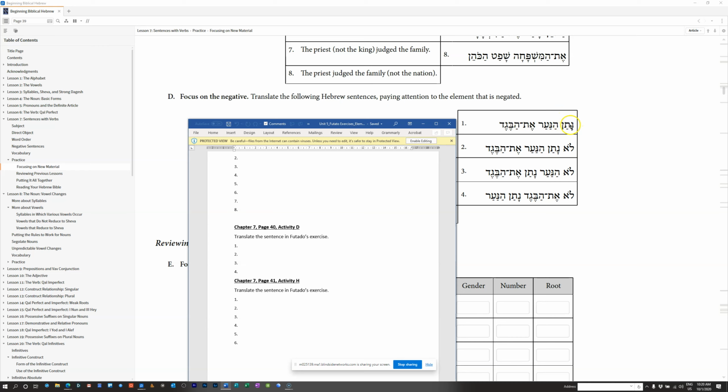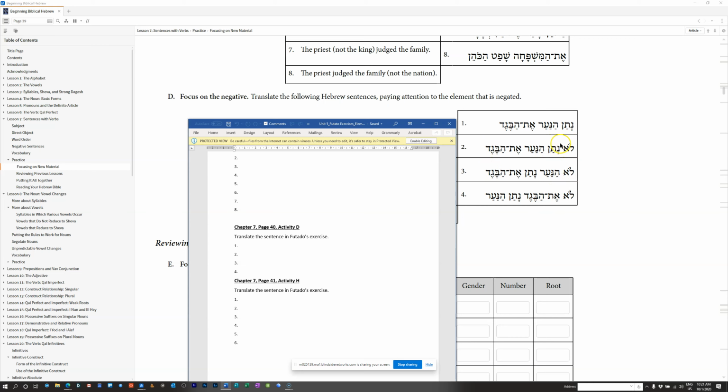Natan, gave. Who gave? Hana'ar. We know this is the subject because if the boy was given, it's definite, so it must have the definite direct object marker here, and it doesn't. So Hana'ar is the subject. The boy gave. The boy gave what? Et, okay, so et, this is what was given. Habeged. The boy gave the clothing. So that's our sentence here in number 1. Now, numbers 2, 3, and 4 are just going to negate different parts of this sentence for different emphasis.